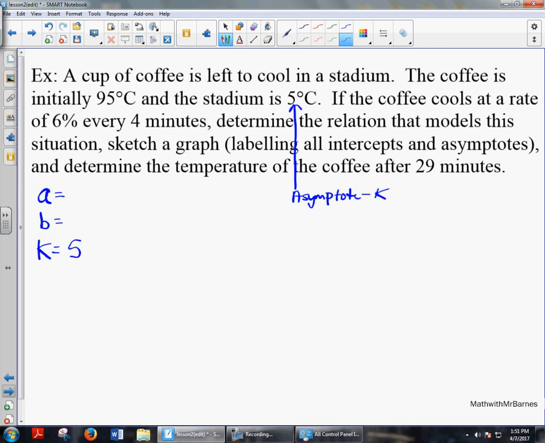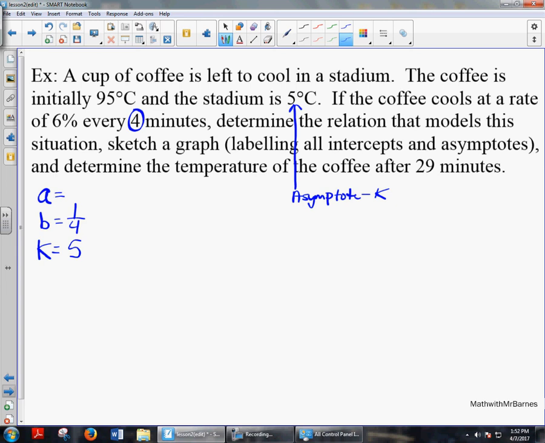Now your B value, again, if you remember from the last lesson, that's always 1 over your X increment. So in this case, our X increment is every 4 minutes. So really my B value is 1 over 4. So that's what number divides the X, 4.